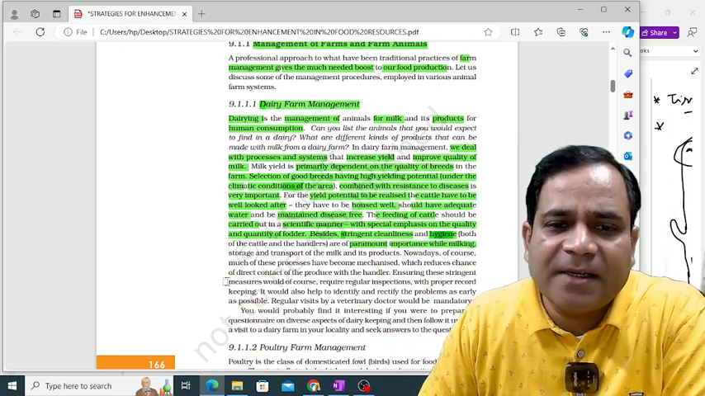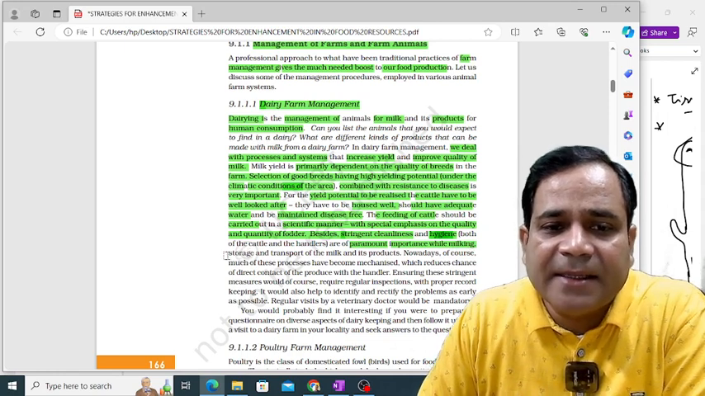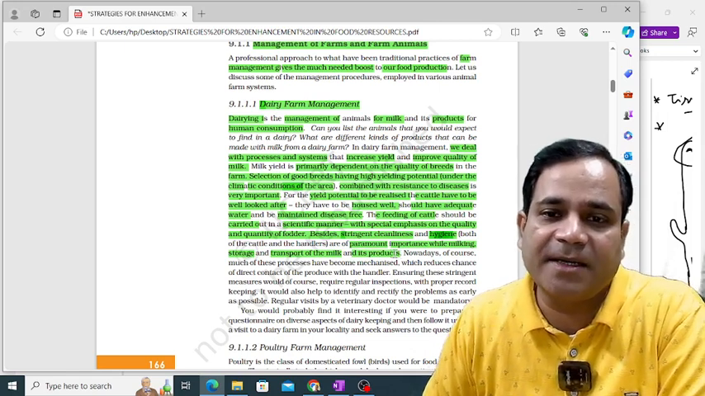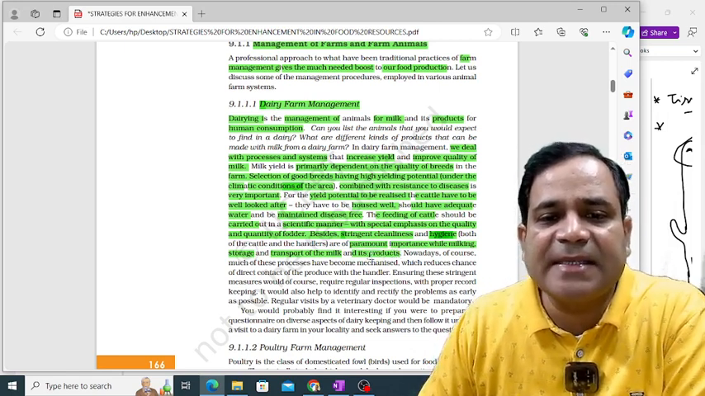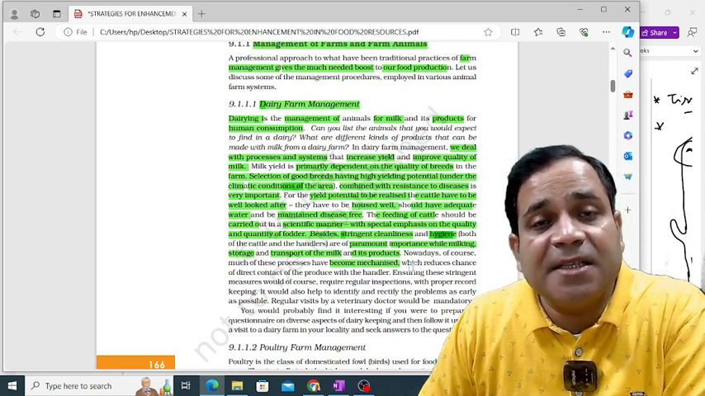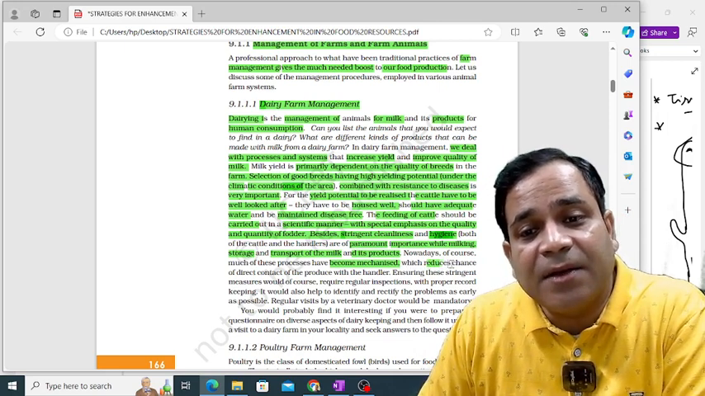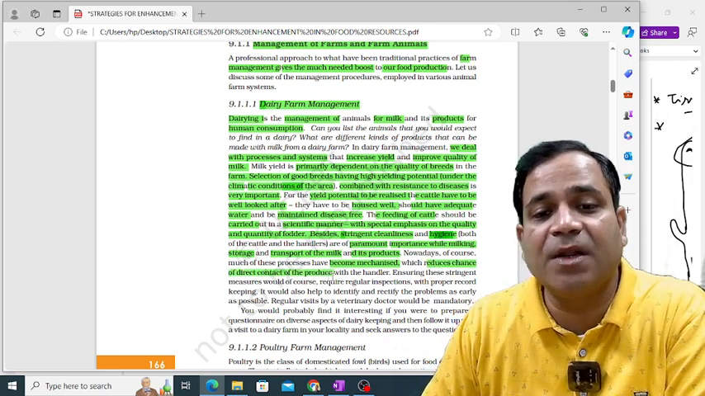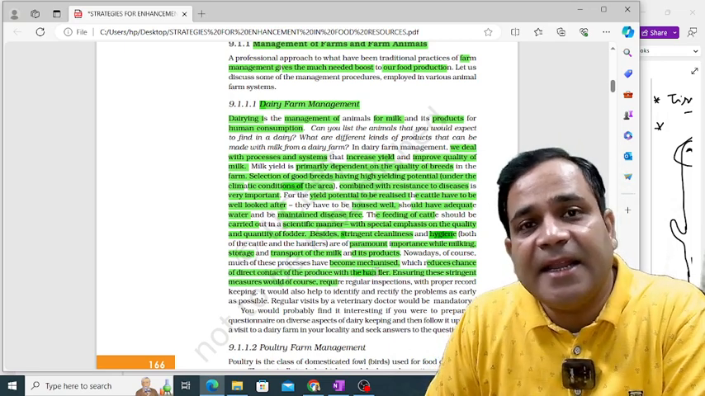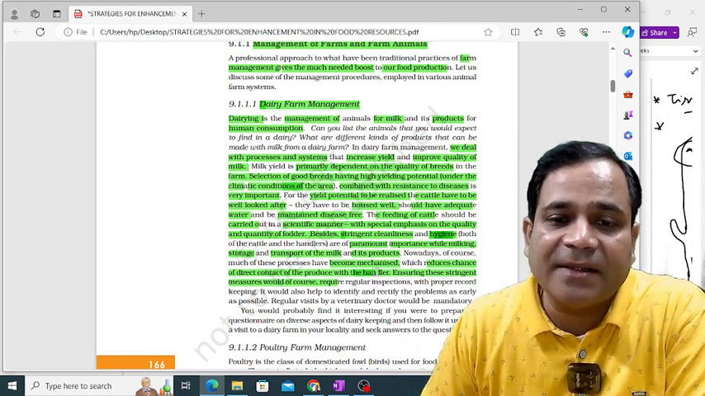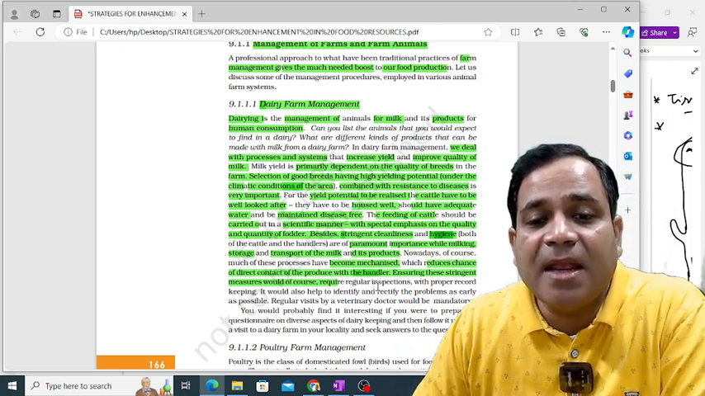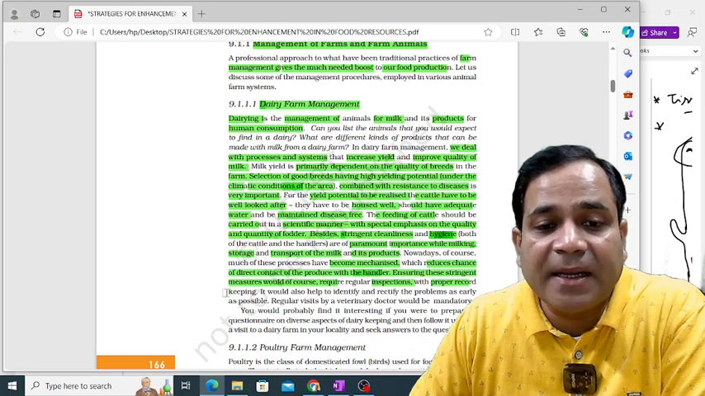After milking, the storage and transport of the milk and its products is also very important. Nowadays, we all know that the processes have become mechanized. When the process is mechanized, it reduces the chance of direct contact of the produce with the handler. This ensures stringent measures, which of course require regular inspection with proper record keeping, my dear.